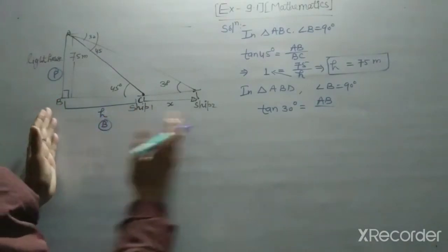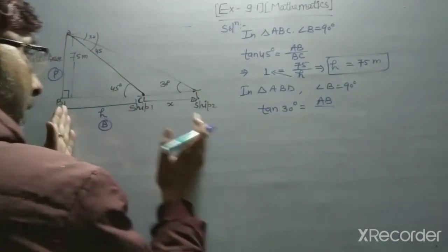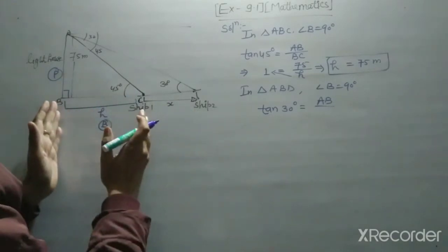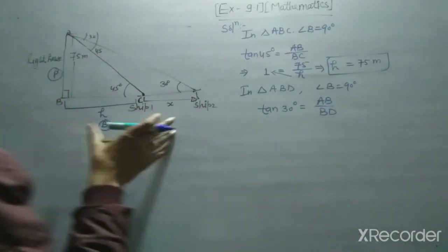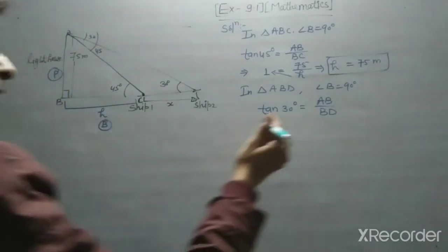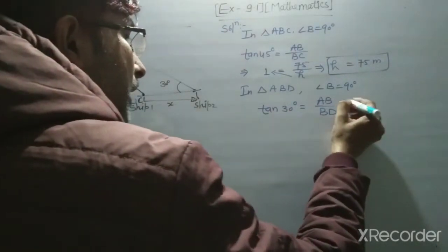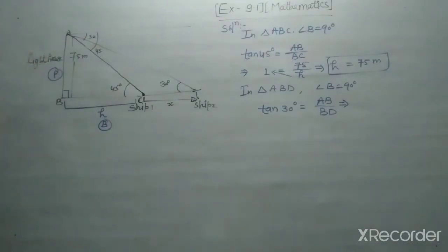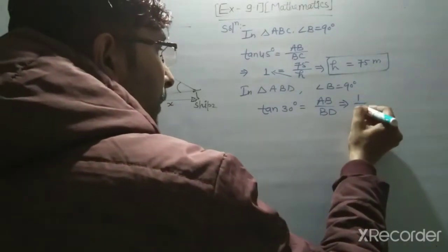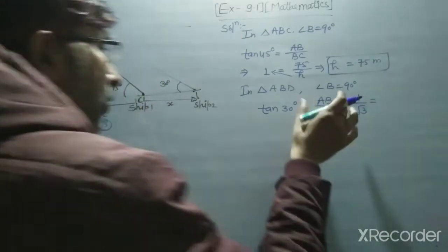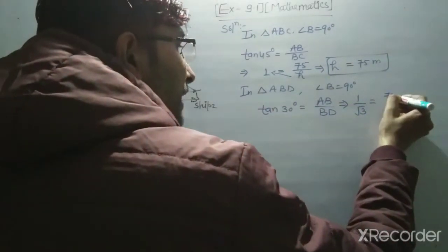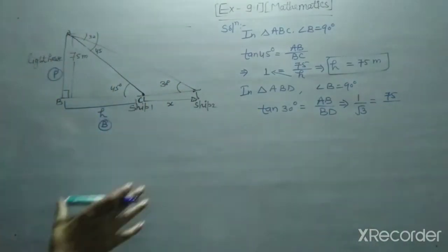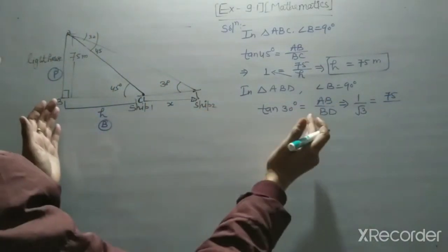Total is a base. So we have to use the total triangle. We are not using the BC, we are using the BD. So that is the base BD. So this is the value of BD. Now you have to put the value of tan 30. What is the value of tan 30? You very well know the value is 1 upon under root 3 is equal to, what's the value of AB? AB is 75. So you have to write here 75 upon BC, oh sorry, BD, not BC here.